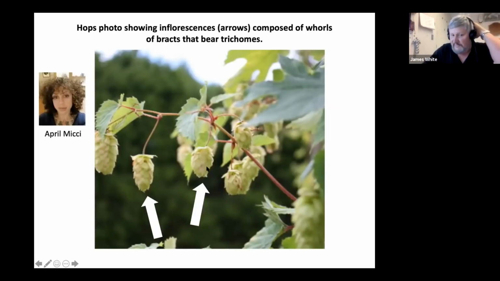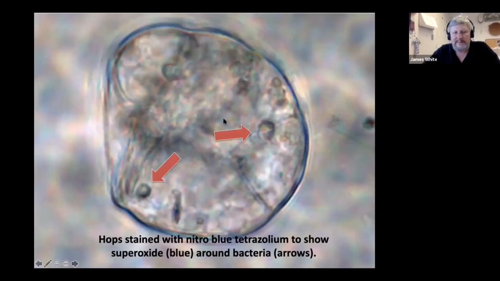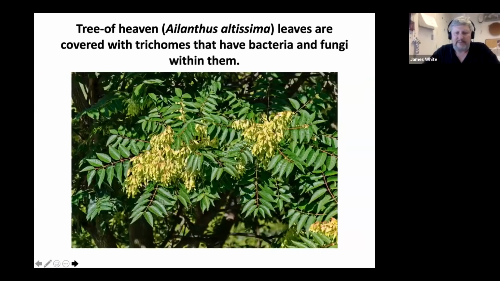This is hops, and you can see these little hops fruits are where all the glandular trichomes are. That's a close-up of a hops glandular trichome. See the arrows there. See the bacteria inside those, exactly the same way we saw in cannabis. And there you see it. This is stained for nitrate, and you can see on the hops, it's full of microbes, hard to see, but you can see all the purple compared to the other epidermal cells. That's all nitrate stain. It's all nitrate.